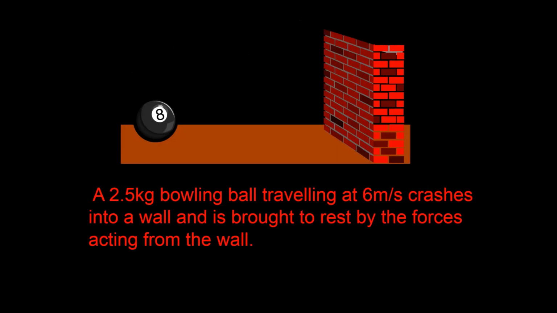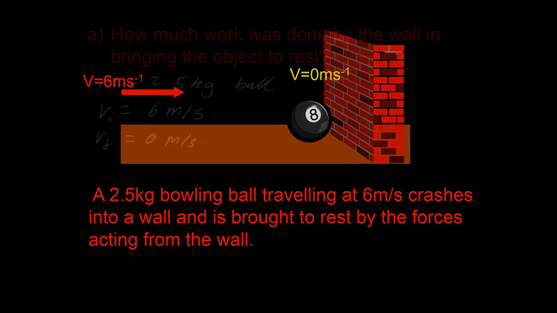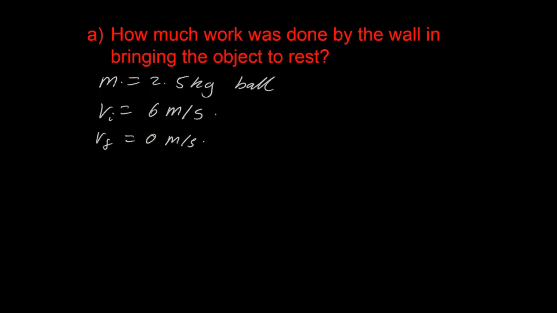Finally, let's take a 2.5 kilogram bowling ball and smash it into a wall at 6 meters per second. During that reaction, the ball is going to come to rest. So there's our 6 meters per second, the ball hits the wall, and it comes to a stop at 0 meters per second. Now, how much work was done by the wall in bringing the object to a velocity of 0? Our mass is 2.5 kilograms. The initial velocity was 6 meters per second. The final velocity was 0 meters per second.